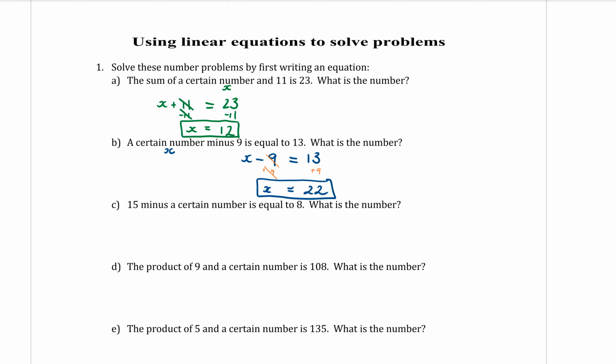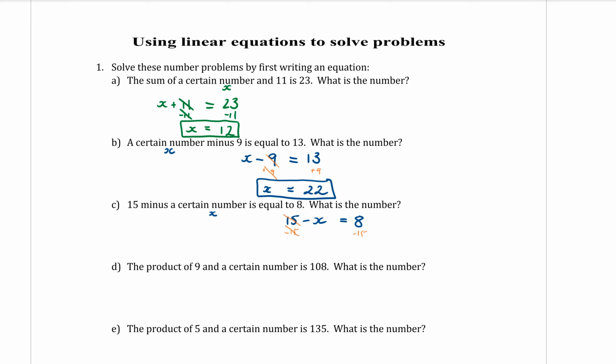Question C. 15 minus a certain number, so there's my x again. 15 minus my x. Remember, with subtracting, it's important the order. 15 minus x is equal to 8. How do I get that by itself? What should I do? No, because there's only one x, I don't want to move the x. I do need to do something with the 15. What should I do with it? No. The minus sign belongs with the x. The 15 is actually positive. So even though there's only one number, there's actually 2 steps that we need to do here. The first step is to subtract the 15.